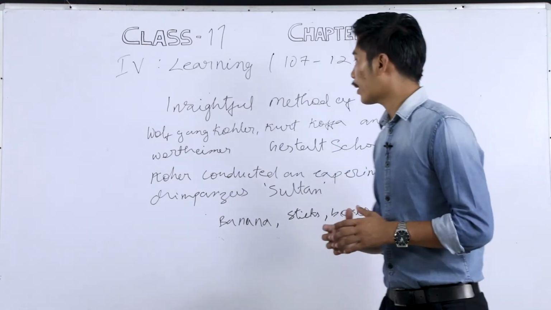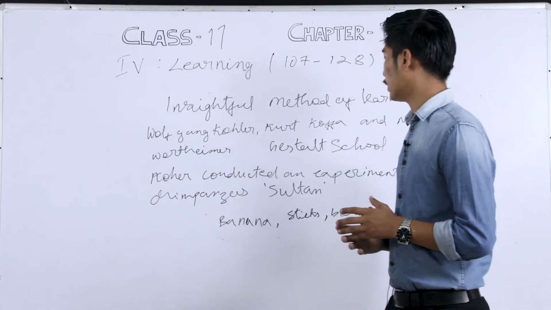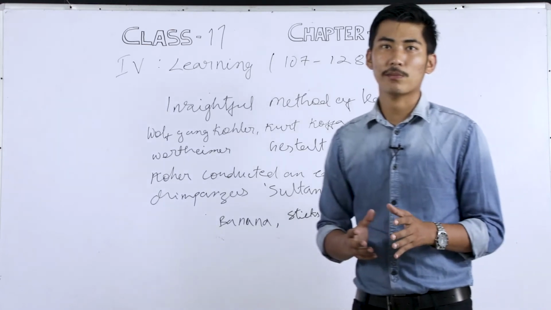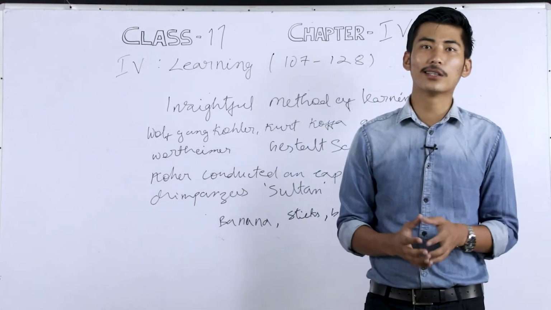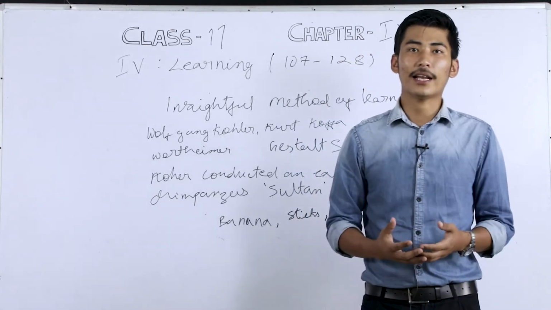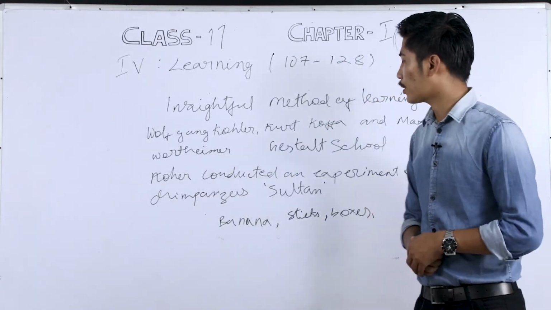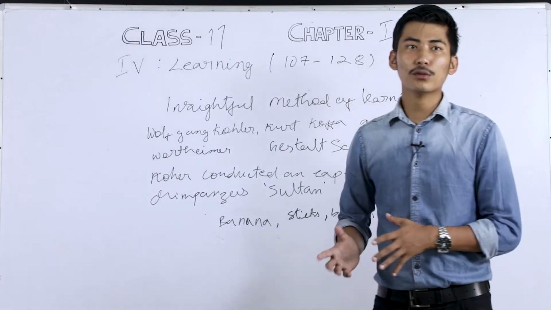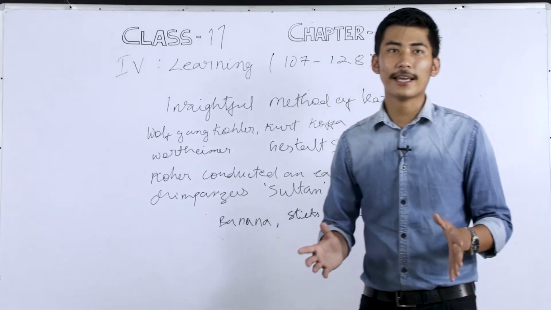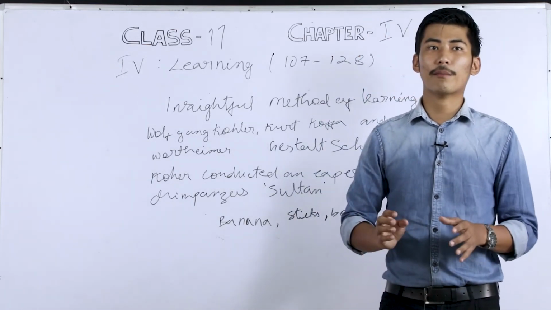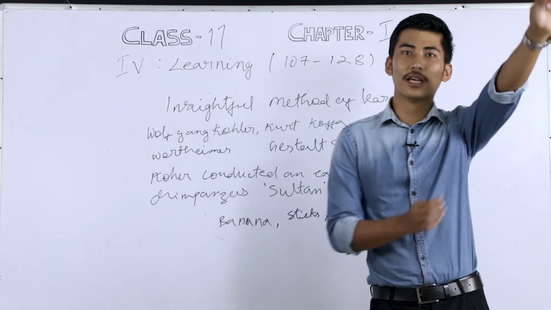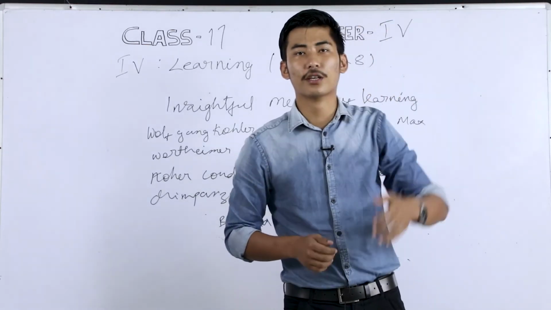Based on that, Kohler conducted an experiment on a chimpanzee, and he gave the chimpanzee the name Sultan. Sultan was kept in a cage, and a banana was hung above the cage, from the ceiling of the cage.